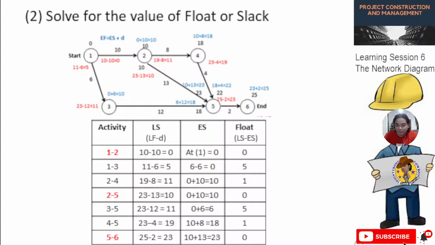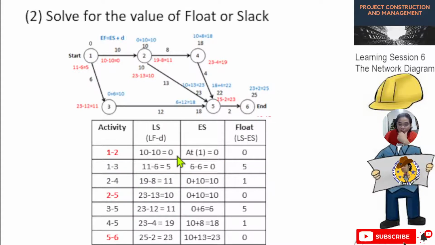Then for activity 5 to 6, we have 10 plus 13, it will become 20. Okay, so now we already find the ES and LS for the activities. Then the next thing to do is we just subtract the values, LS per activity minus the ES.